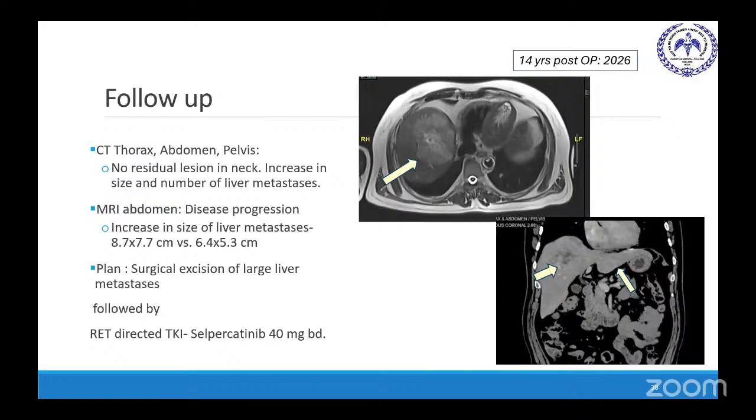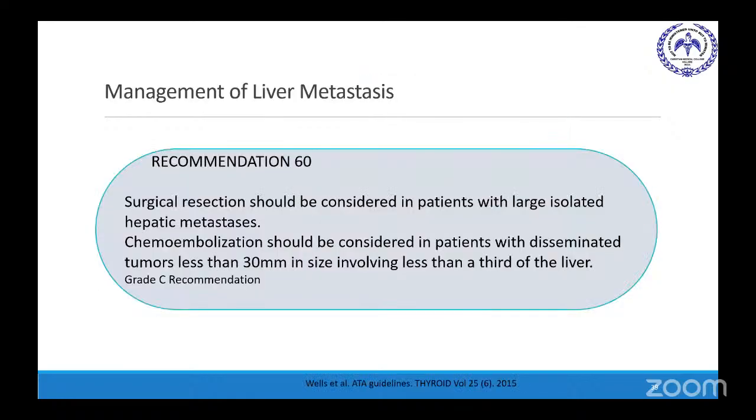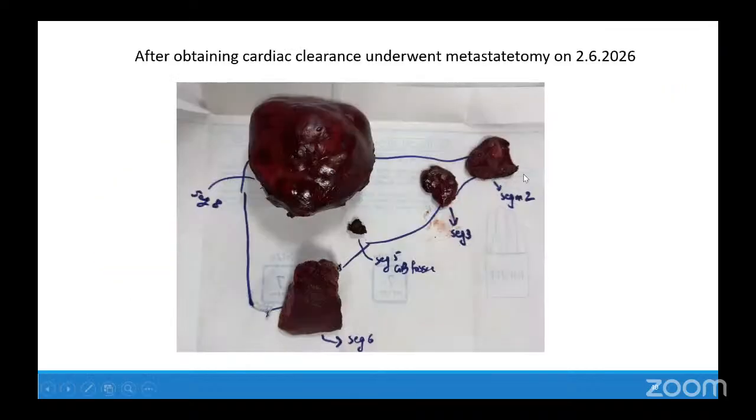So after obtaining cardiac clearance, he underwent a metastasectomy of the liver lesions, and he is planned to be initiated on a RET-directed tyrosine kinase inhibitor, that is selpercatinib. So, as per the ATA guidelines, the recommendation for the management of the liver metastasis is surgical resection for patients who have large isolated hepatic metastasis, and chemoembolization can be considered when the patients have disseminated tumors, but they should be less than 3 centimeter in size and involving less than 1/3 of the liver. This was the specimen of our patient. He underwent metastasectomy on 2nd of June 2026. The HPE report is awaited.